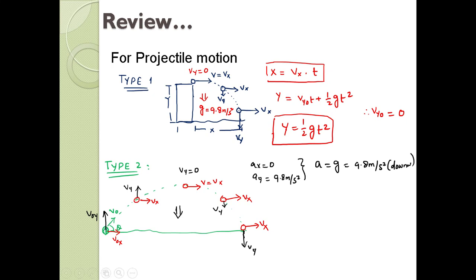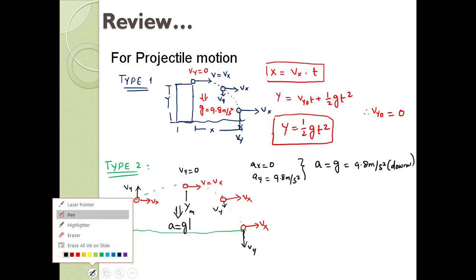And for horizontal and vertical velocity, we already discussed that the horizontal velocity remains the same, but the vertical velocity will keep on changing. And the maximum height it will cover, we will denote ym. So for this one, we will use the projectile motion equations according to the situation.